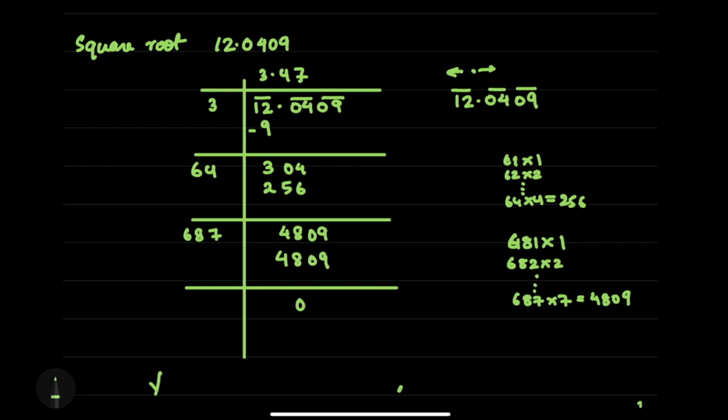And therefore, the square root of 12.0409 comes out to be 3.47. I hope you understand this. I know this is very difficult, but if you do your practice, this would be very easy.